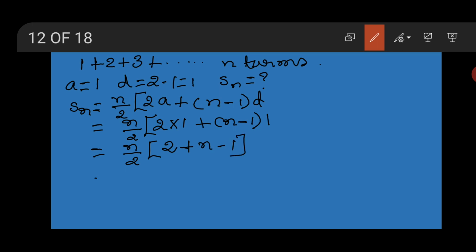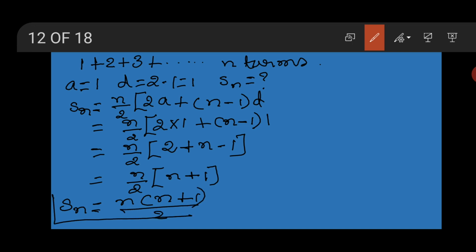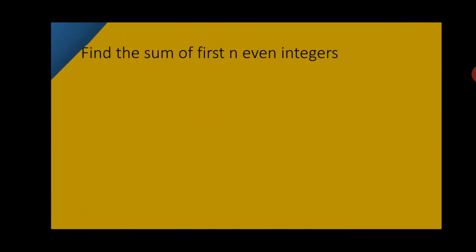Now again simplify: n by 2 into n, 2 minus 1 is equal to 1. Therefore, the sum of first n natural numbers is given by n into n plus 1 divided by 2. This formula is very important. Sum of first n natural numbers is given by Sn is equal to n into n plus 1 by 2, right? Let us move to another problem.